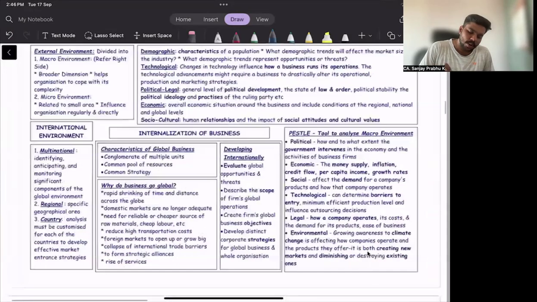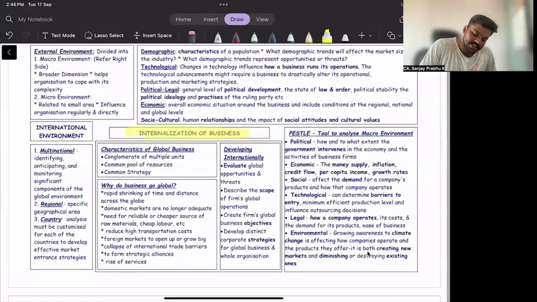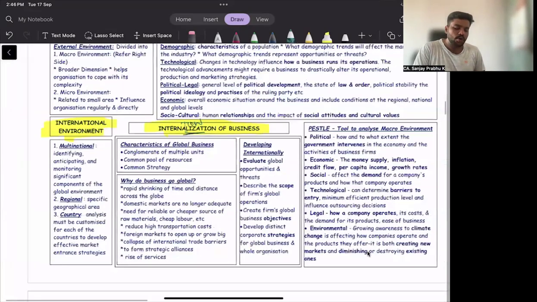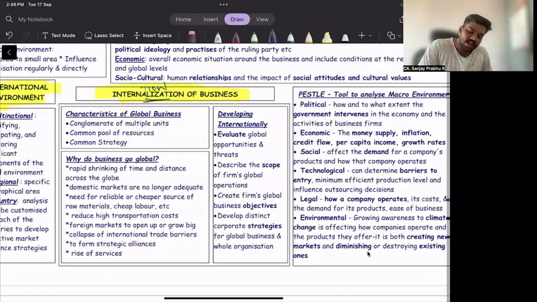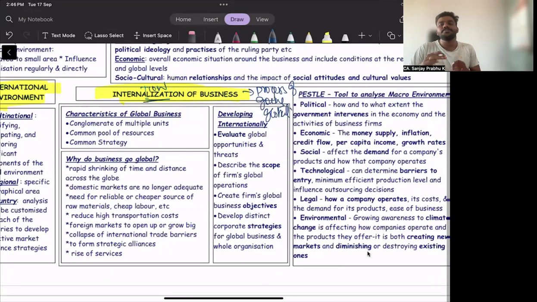Now I am moving to the next topic, that is internationalization of business. Internationalization, it's not internalization, a small spelling mistake. So what do you mean by internationalization of business? Internationalization means the process of going global. You can simply write there, process of going global. Process of going global means you are expanding your business in different parts of the world. That is called internationalization of business.